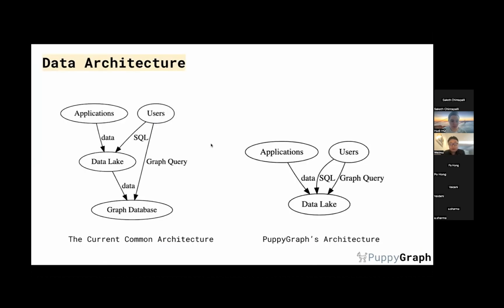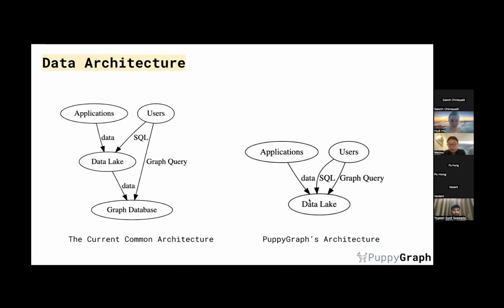Also, the common architecture for graph users currently is that they ETL the data from the data lake to a graph database and then run graph queries, which we think doesn't make sense, since we think the data lake should be the destination of all other ETL jobs. It's weird to ETL the data from the data lake to some database, which I think is kind of the reverse direction.